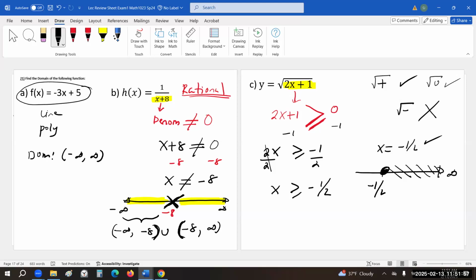So how are you going to write this in interval notation? Bracket, because you can use -1/2, until infinity. And infinity always gets parentheses.